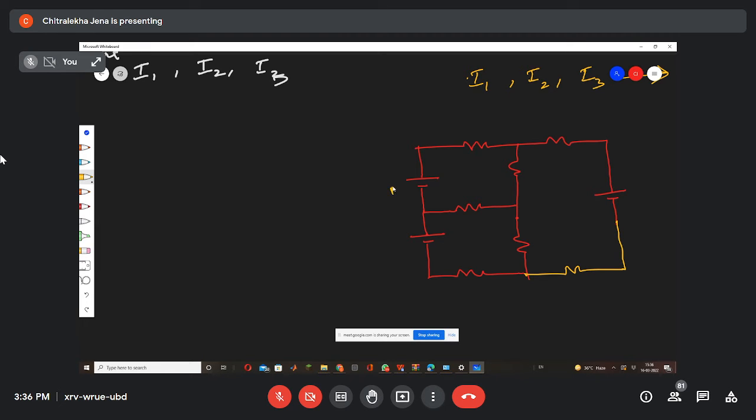This is E1, this is E2, this is E3, this one R1, R6, this is R2, R3, R4, R5, R6, and this is R7. Write down the mesh equations. All of you should follow the steps and write down.